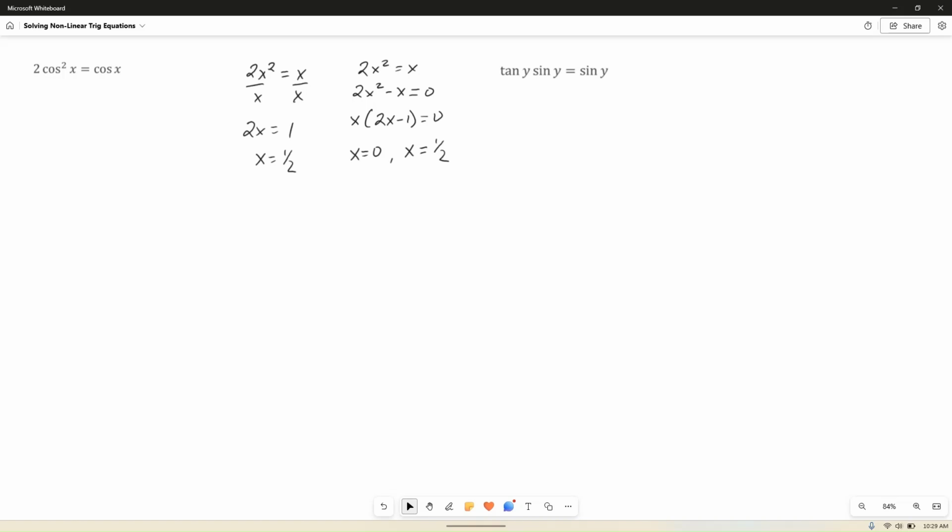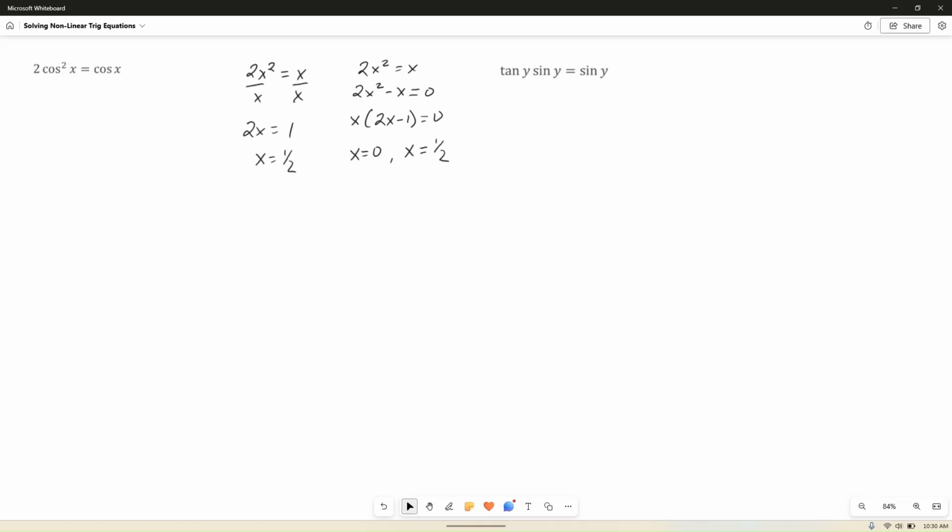So we want to be really careful about dividing both sides of an equation by any expression that has a variable in it. That means in our equation, 2 cosine squared x is equal to cosine x, it might be tempting to just divide both sides by cosine x, which we could do, but you're going to lose a solution if you do that. So instead, do not divide by cosine of x. We want to move the cosine x to the other side by subtracting it and then factor.